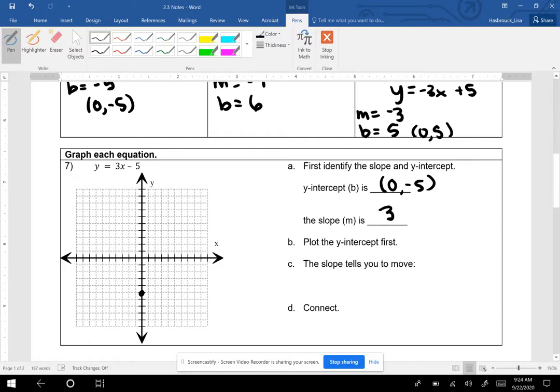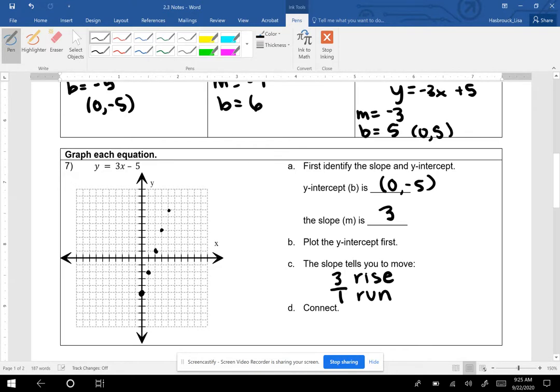From there, I'll use my slope to plot the rest of the points. Since my slope is 3, it's a whole number. Anytime you have a whole number, you can put it over 1. The top number tells you how far up or down to go, and then the bottom is how far right to go. So it's rise over run. In this instance, we're going to rise 3 and then go to the right 1 and continue that pattern to plot multiple points.